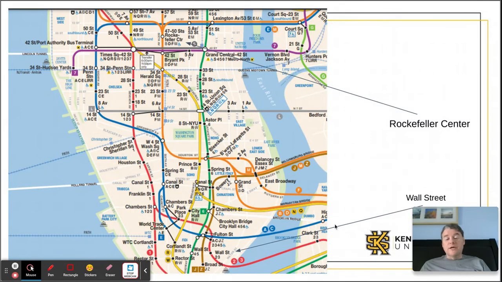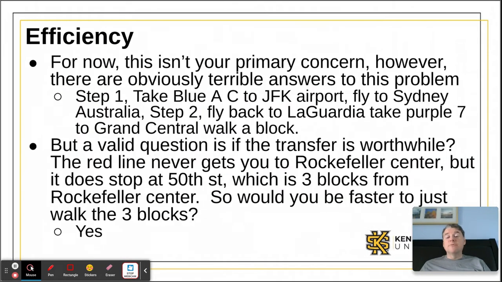Another one is LaGuardia. So one path to get between Wall Street and Rockefeller Center is take the blue line to JFK Airport, fly to Sydney, Australia, fly back to LaGuardia Airport, take the purple line to Grand Central Station, walk a block. Okay, that does work, and it does eventually get you there, but it will take you 3 days. And you'll be exhausted, and also with multiple thousands of dollars. And really, there were better solutions.